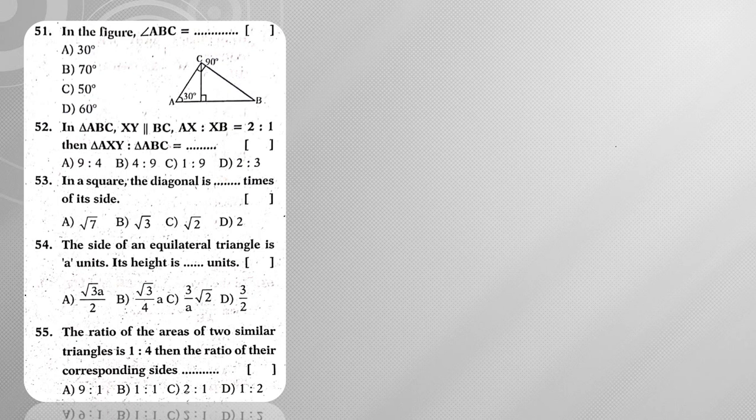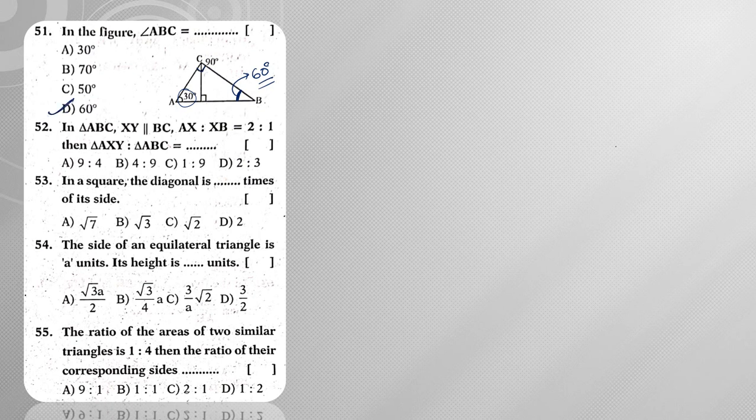In the figure, angle ABC is equal to... he's asking you to find out angle B. So this angle I need to find here. This angle B is nothing but equal to... how can you find this? This is 30 degrees and this is 90 degrees, then automatically this is the complement of this 30 degrees, hence this value is 60 degrees, hence the answer is 60 degrees.